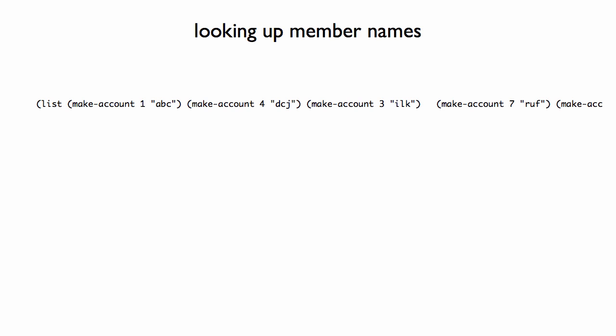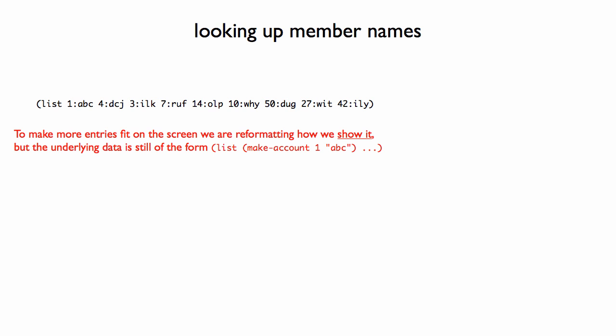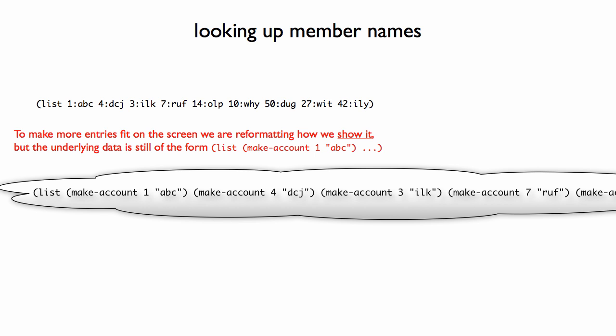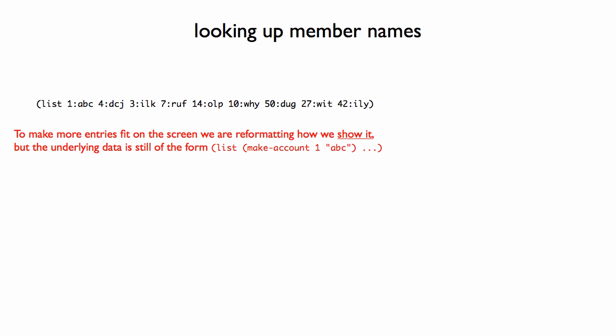Now, in order to fit more accounts on the screen, I'm just going to change the way I'm showing this a little bit. Underneath, I still want you to imagine that it's a list of make account, make account, make account. I'm just showing it this way so that it's a little bit more compact. So this 1 ABC here is analogous exactly to make account 1 ABC here. It just lets me put more accounts on the screen.